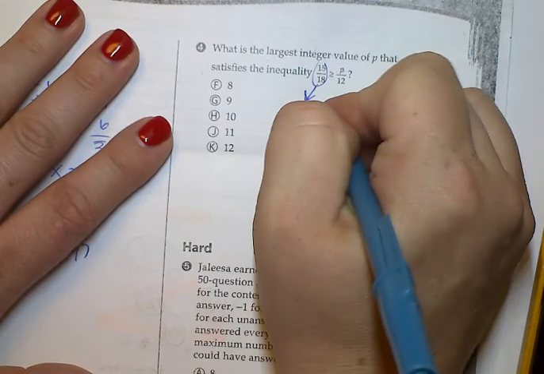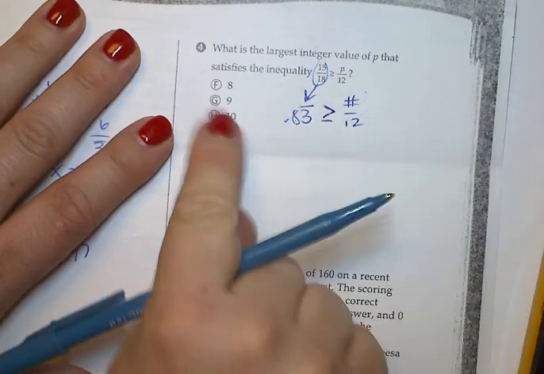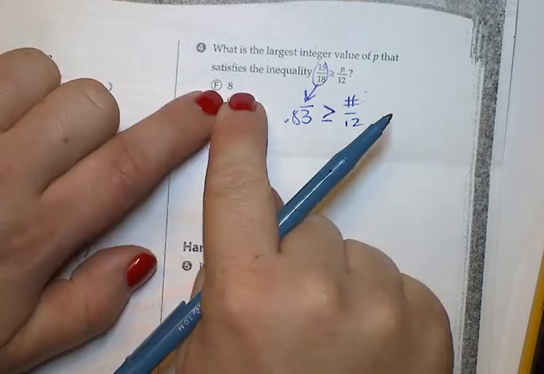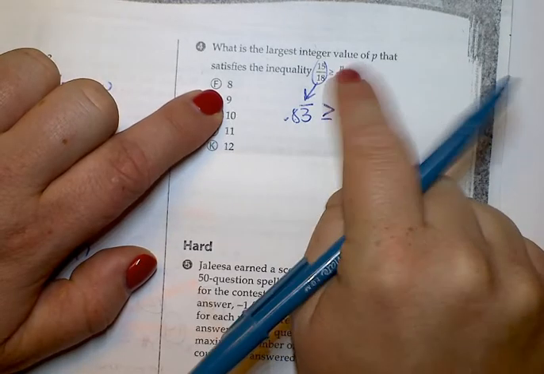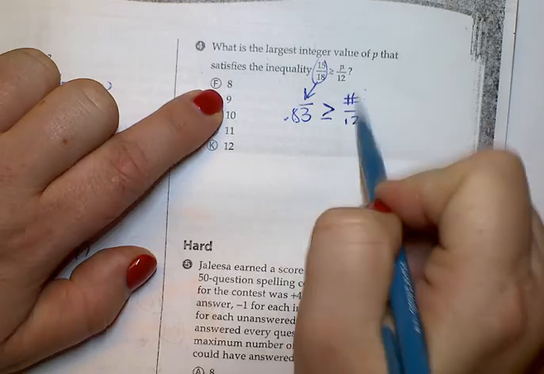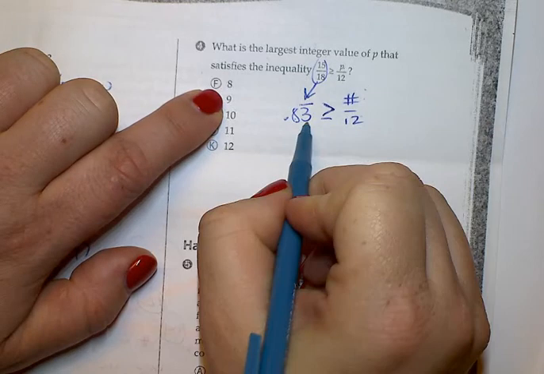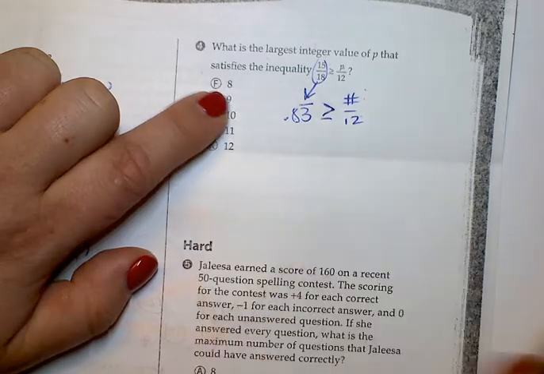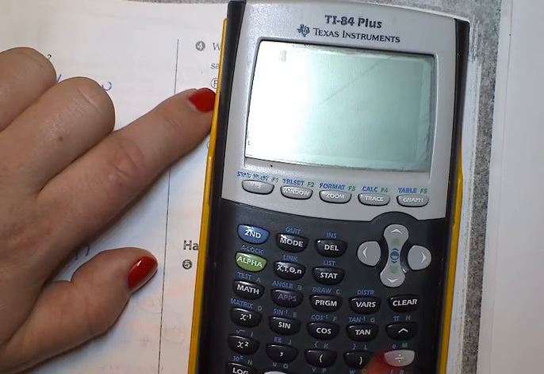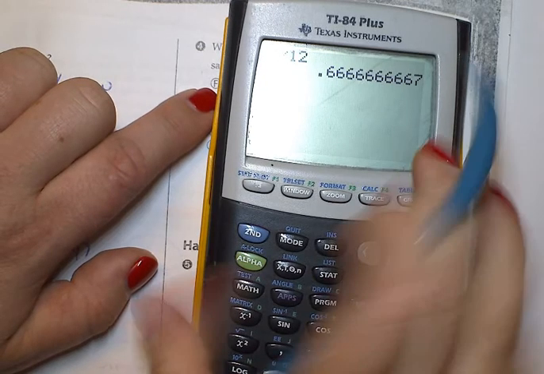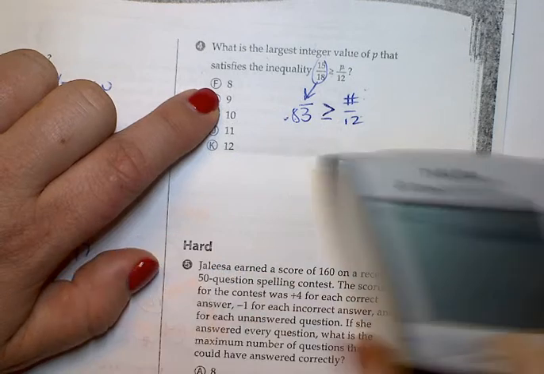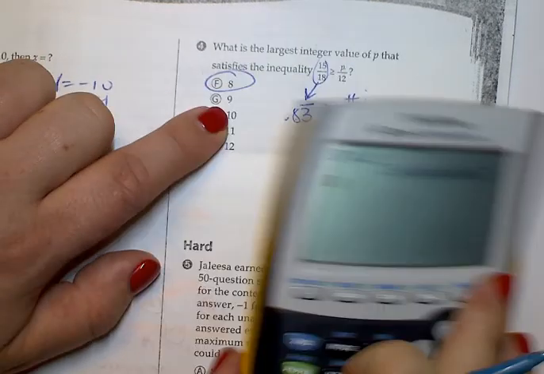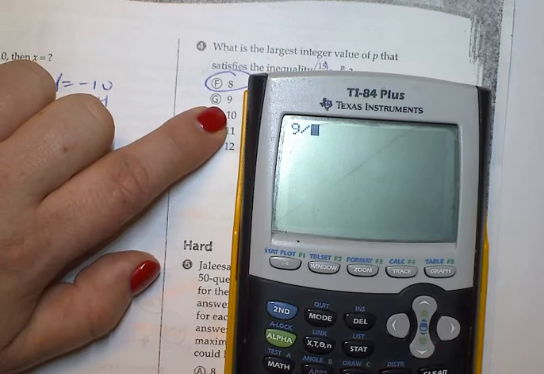So I'm simply going to do plug and chug. I'm going to put an 8 in, and I'm going to see what this value is. When I plug in an 8 and I divide, the decimal I get must again be less than or equal to this amount. Let's start with 8. 8 divided by 12 is 0.66. Is that less than this number? It sure is. Let's check 9 just to see. If I did 9 divided by 12, we can see that is also less than.